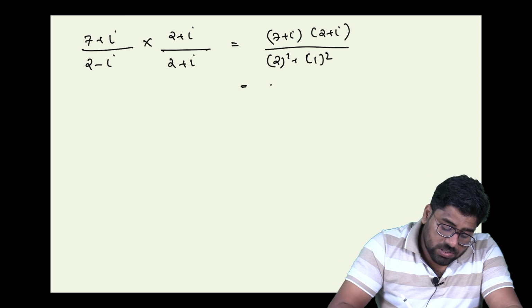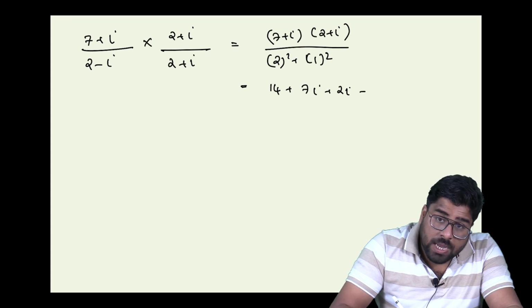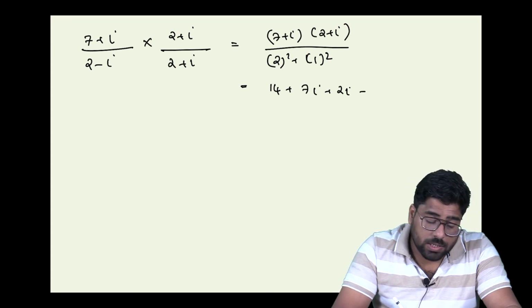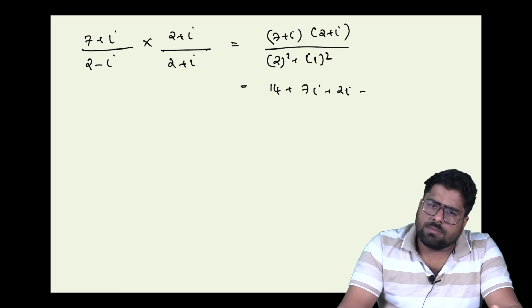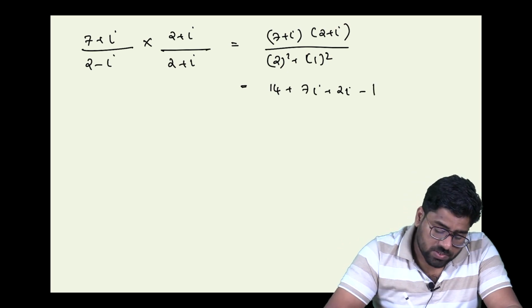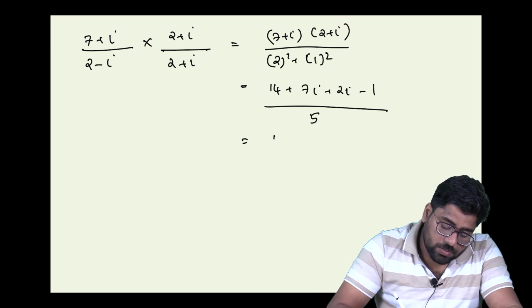Now, 7 into 2 is 14. 7 into i is 7i. i into 2 is plus 2i. i into i is i square, and i square is nothing but minus 1. So, it is going to be a minus 1 coming here. So, the denominator is 4 plus 1, which is 5. So, my answer is going to be 13 plus 9i divided by 5.